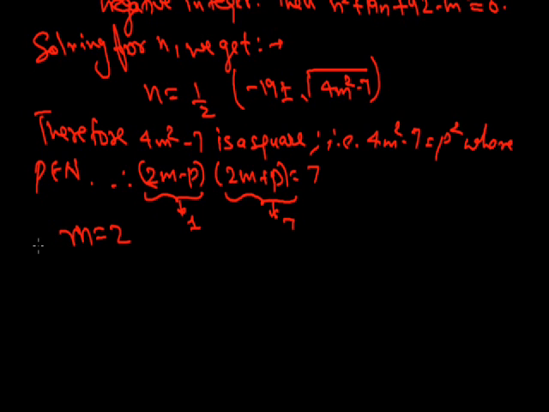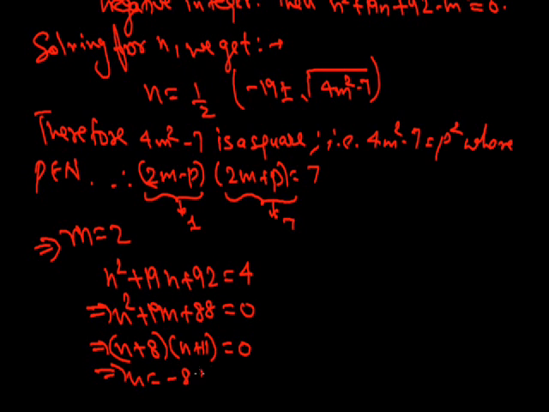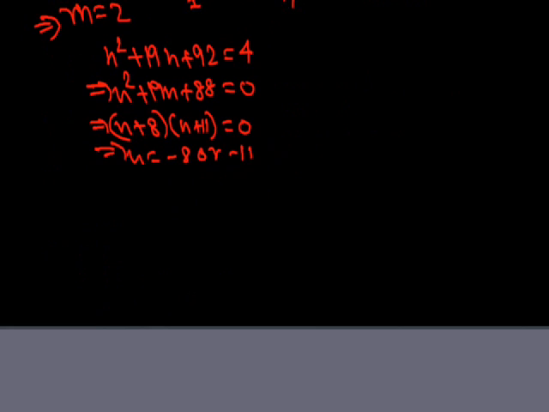By solving for both of the equations, we have that m is equal to 2. By substituting the value of m, we have n²+19n+92 is equal to 4. From here we have n²+19n+88 is equal to 0. From here we'll have (n+8)(n+11) is equal to 0, or we can say that n is equal to -8 or -11. Okay, let us move to our next question.